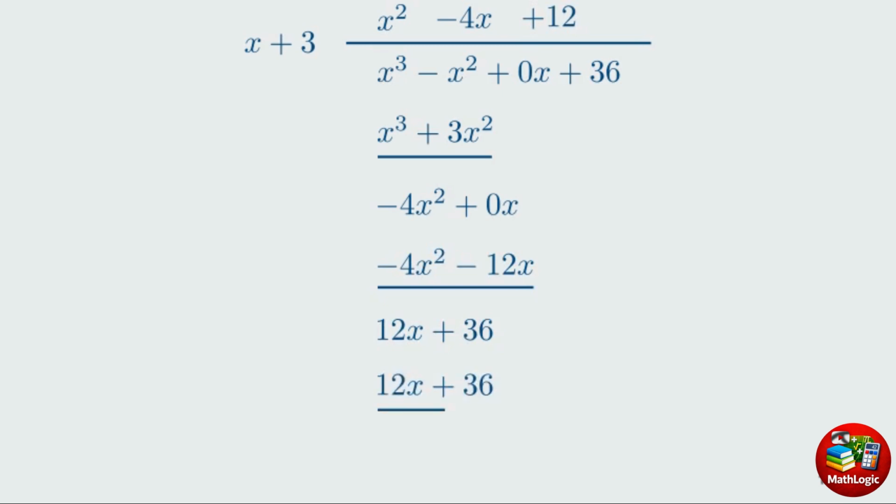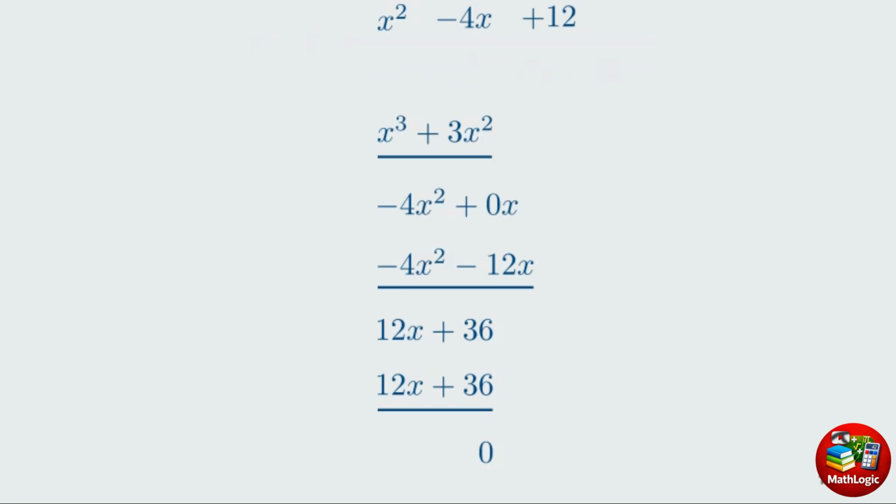Finally, we ask, what times x gives us 12x? The answer is 12. We multiply 12 by x plus 3 to get 12x plus 36. Subtracting this from 12x plus 36 leaves us with 0. This confirms our division is correct. So we have factored our cubic equation into x plus 3 times the quantity x squared minus 4x plus 12 equals 0. We've simplified the problem to a point where we can use a standard formula.